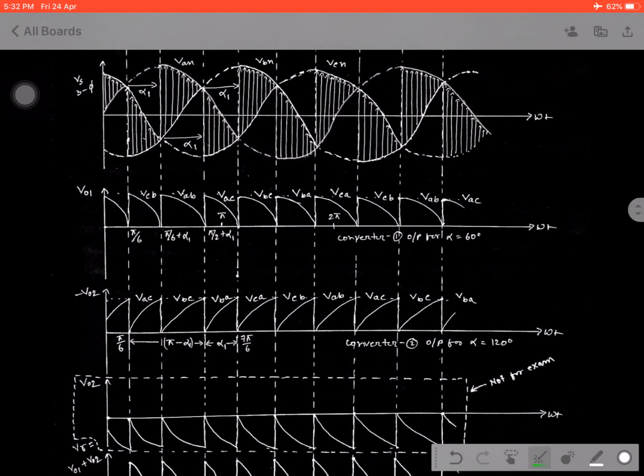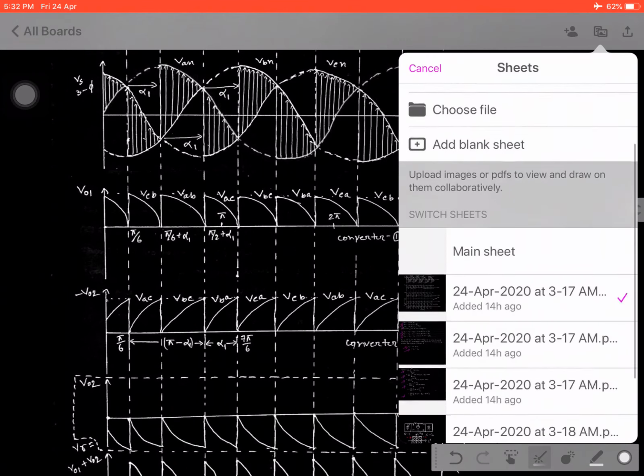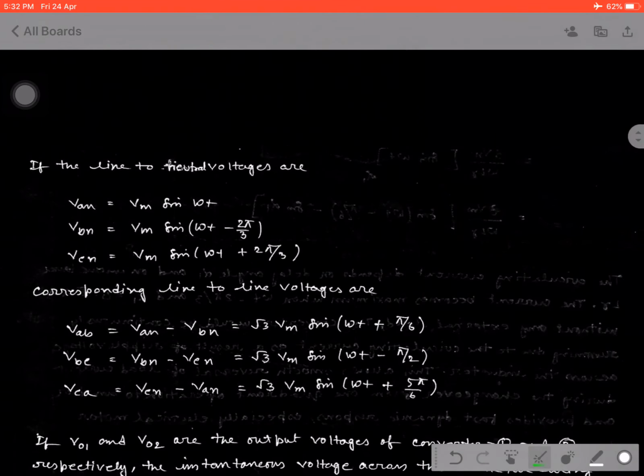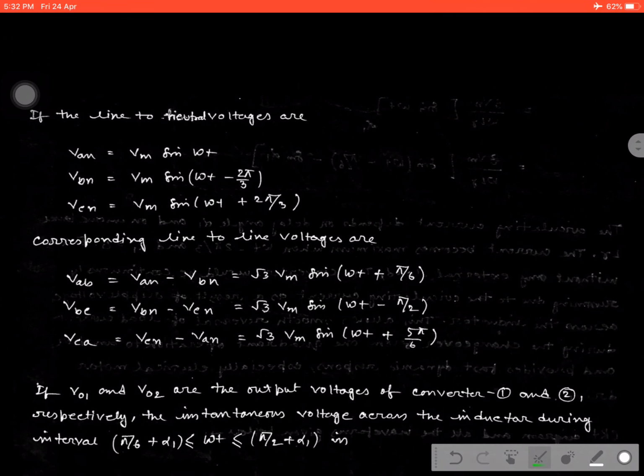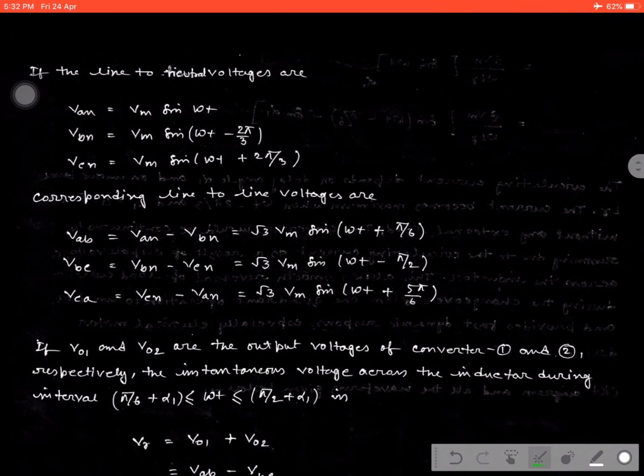Now do the calculation part, as I am trying to follow this way of calculation. The line to neutral voltages are known by everyone as we are using the three-phase signal, that is VAN equal to Vm sin omega t, Vbn equal to Vm sin(omega t minus 2 pi by 3), and Vcn equal to Vm sin(omega t plus 2 pi by 3).